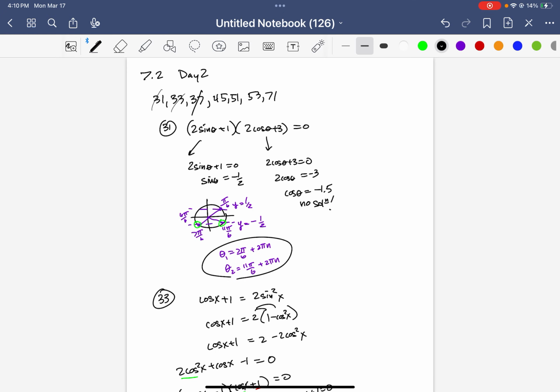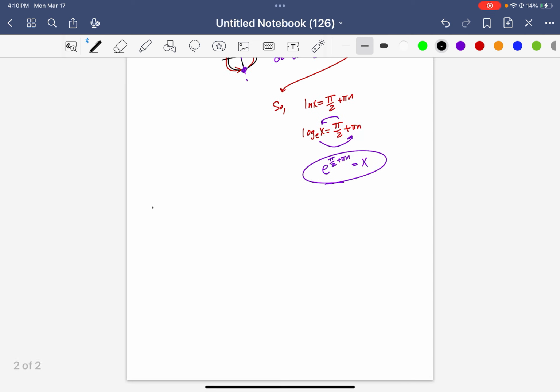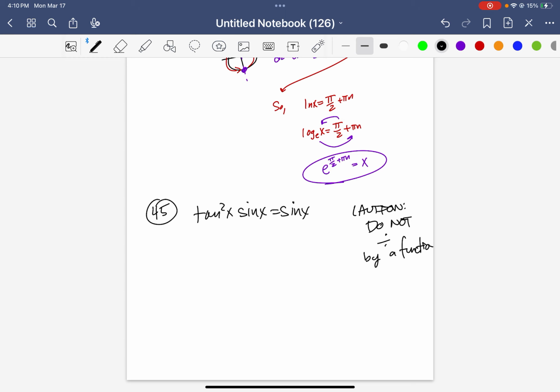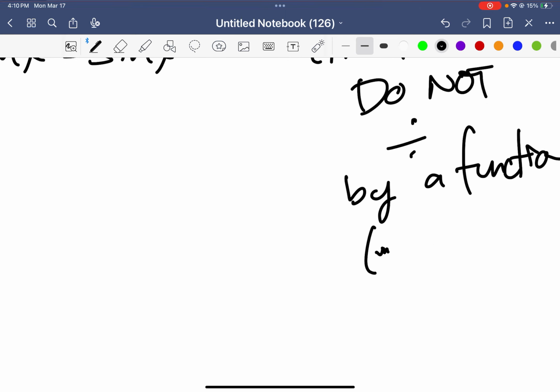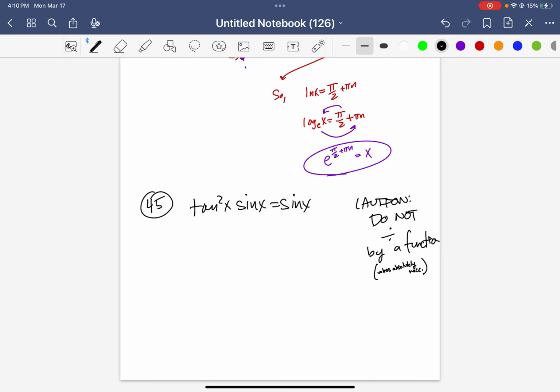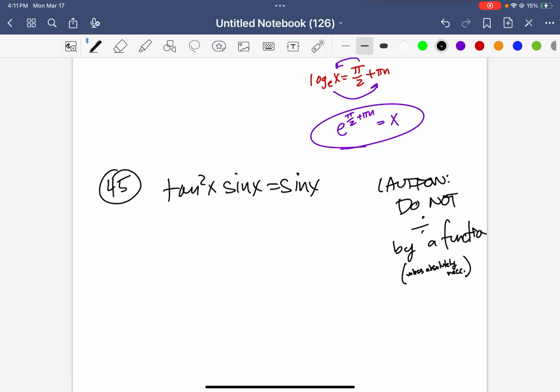Excuse me, a lot of changing the form. So looking at 45, it wants to know, where's the tan squared of x sine x equal to sine x? We'll put a big old caution. Do not divide by a function, unless absolutely necessary. Because you do not want to divide by something that could be equal to 0.